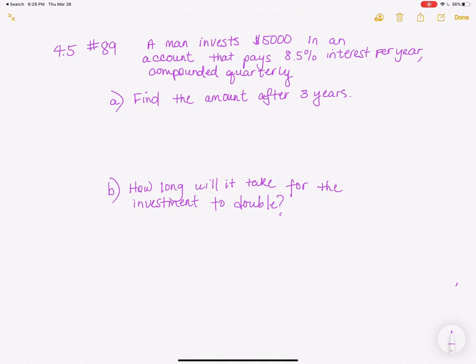Okay, so I've had a lot of questions on this one. Not so much the A part, but the B part, but I'm going to work it all for you. So this is number 89 from section 4.5 in your book.